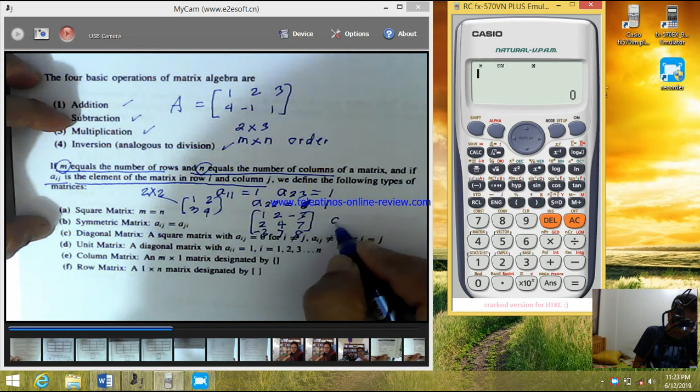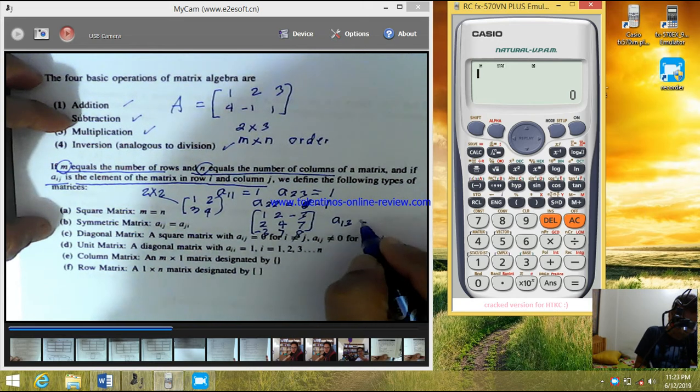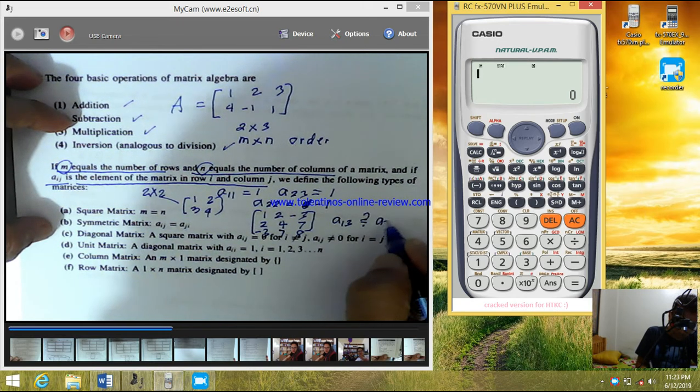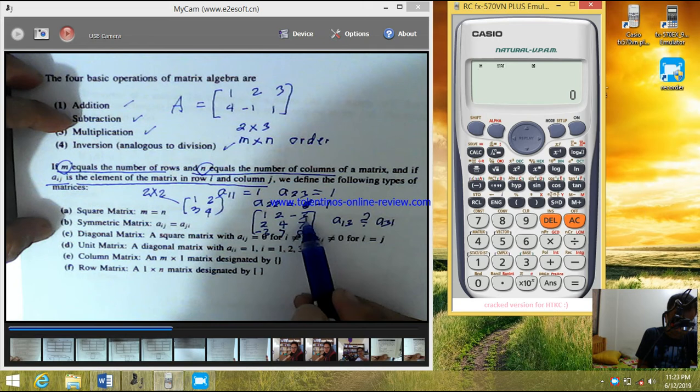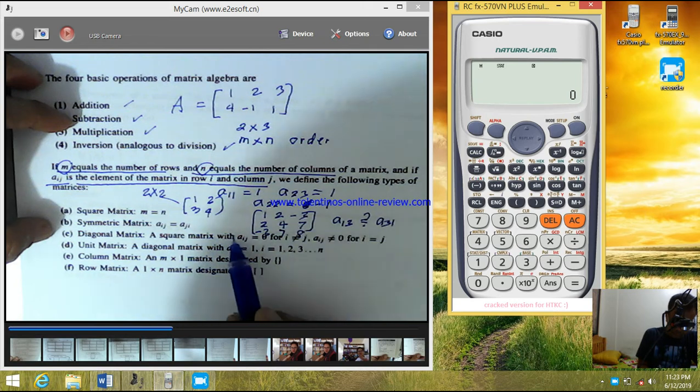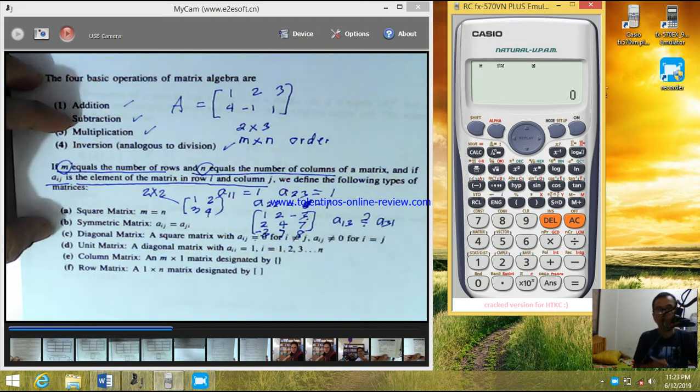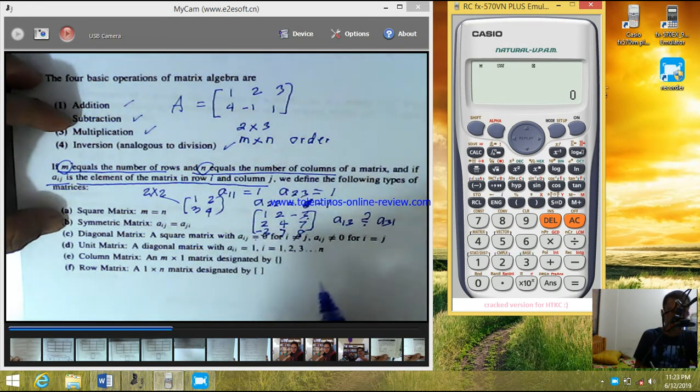Let's say for example, A13, is that the same as A31? Nasaan yung A13 natin? Row 1, column 3, di ba? Ito yun. Nasaan yung A31? Row 3, column 1, di ba? Ito yun. So, ito saka ito pareho. So, that is called a symmetric matrix.